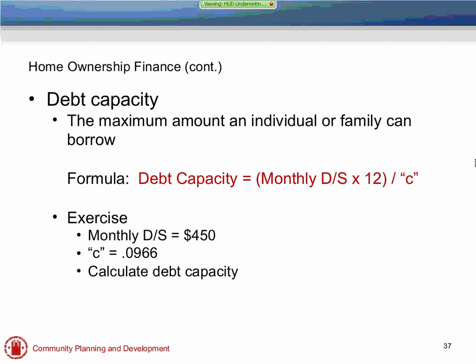Okay, so again, this is very similar to the calculations we did for rental housing. It's just that what we're using here is the monthly debt service that the individual can afford multiplied by 12 versus the net operating income, which we would use for rental housing.